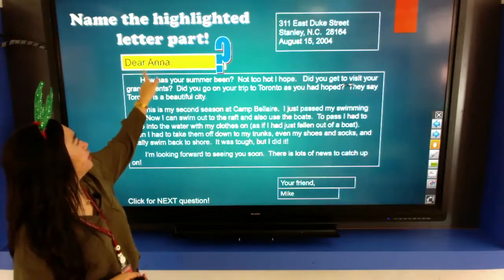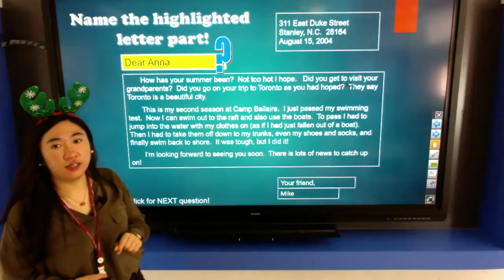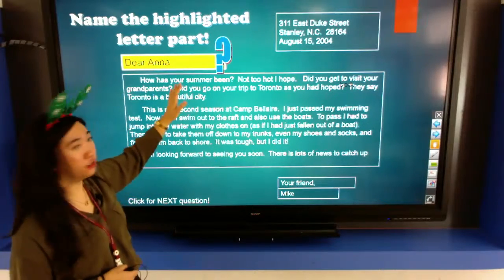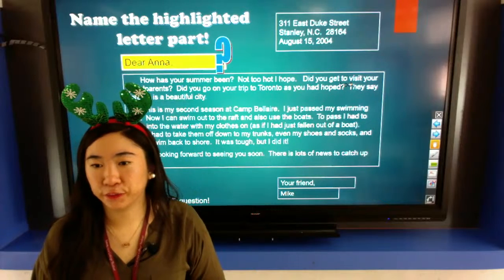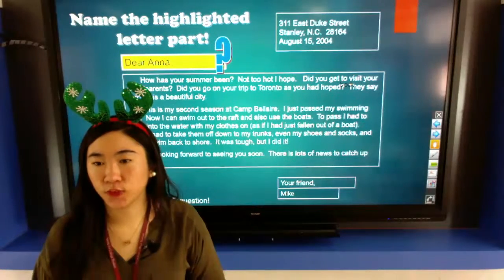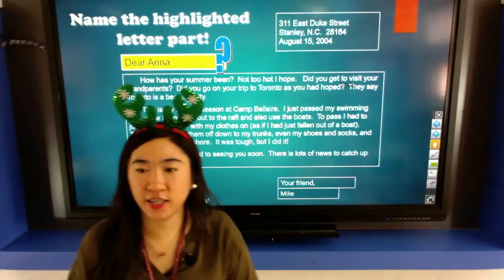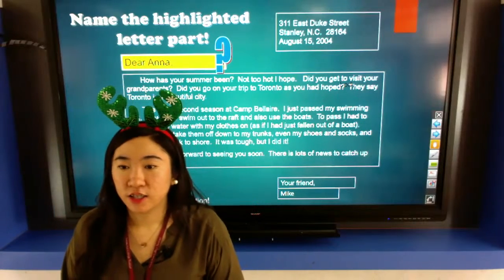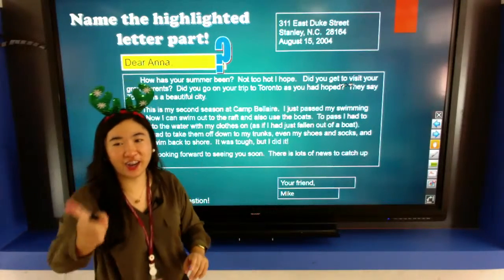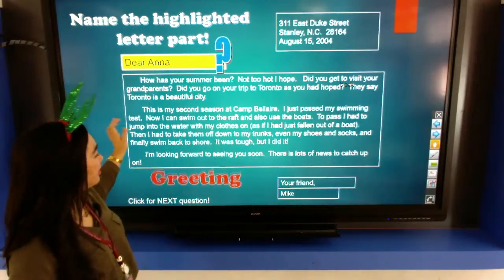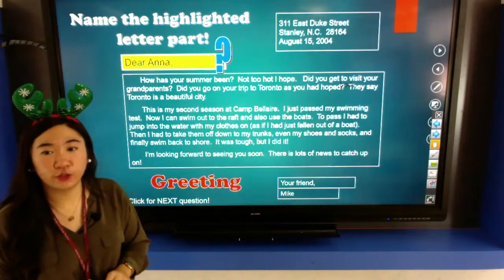Okay, how about this one? The highlighted part, the yellow part. What do you think is this part? It's called a what? It starts with letter G. Room 8, number 1, number 3, they answered greetings. Very good, that's correct. It's greeting. The one that you write your letter to.